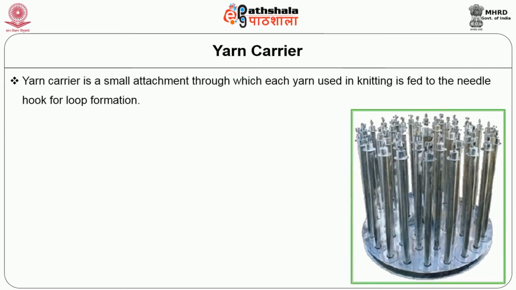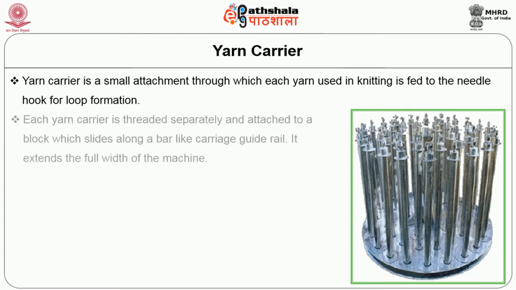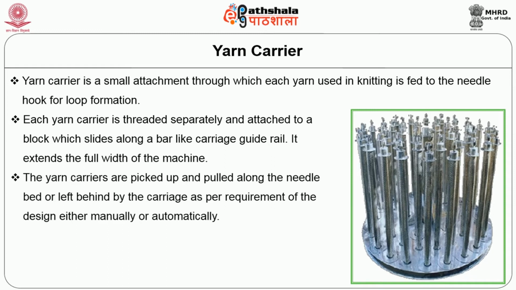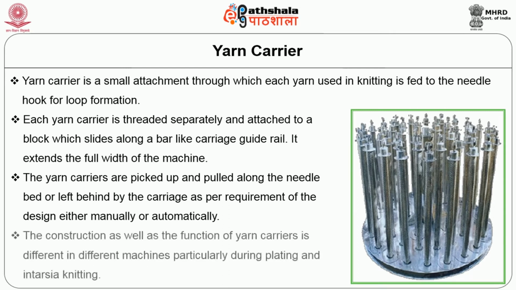Yarn carrier. A yarn carrier is a small attachment through which each yarn used in knitting is fed to the needle hook for loop formation. Each carrier is threaded separately and attached to a block which slides along a bar like the carriage guide rail. It extends the full width of the machine. The yarn carriers are picked up and pulled along the needle bed or left behind by the carriage as per requirement of design, either manually or automatically. The construction as well as function of the yarn carrier is different in different machines, particularly during plating and intarsia knitting.